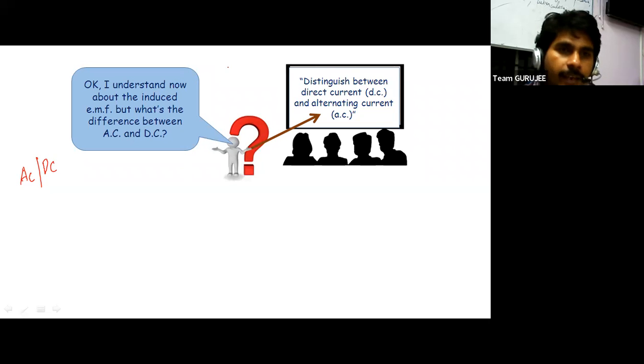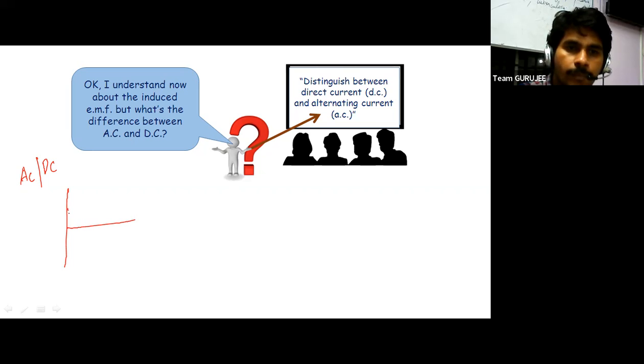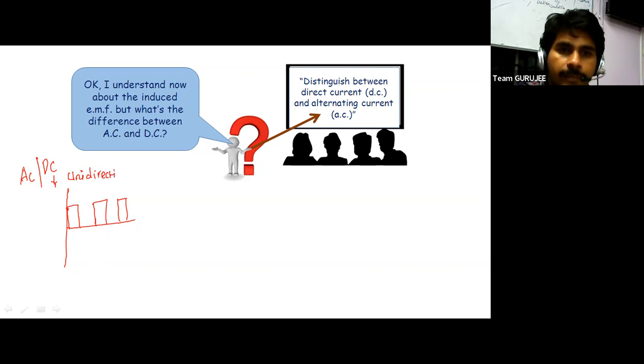Alternating current and direct current. See, for example, we have to take that. Direct current means it moves in a single direction. A unidirectional current is known as a direct current. Unidirectional means single direction. That is a direct current.